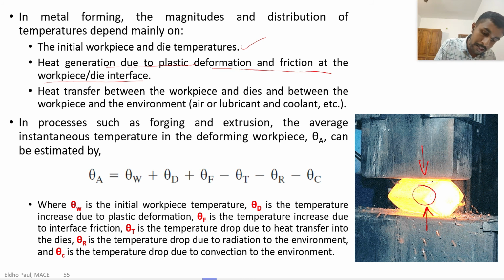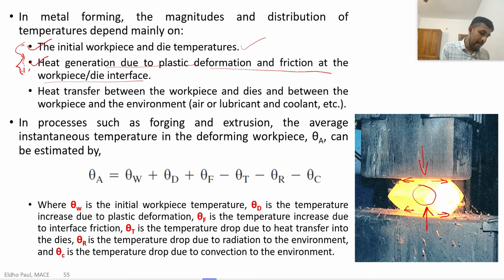Another one is the friction between the workpiece and the die. Because of the relative movement, or sliding, between the workpiece and the die, friction is developed, and this friction generates heat. That is also a source of heat. Another is the heat transfer between the workpiece and die, and between the workpiece and environment. So these are the main sources of heat.